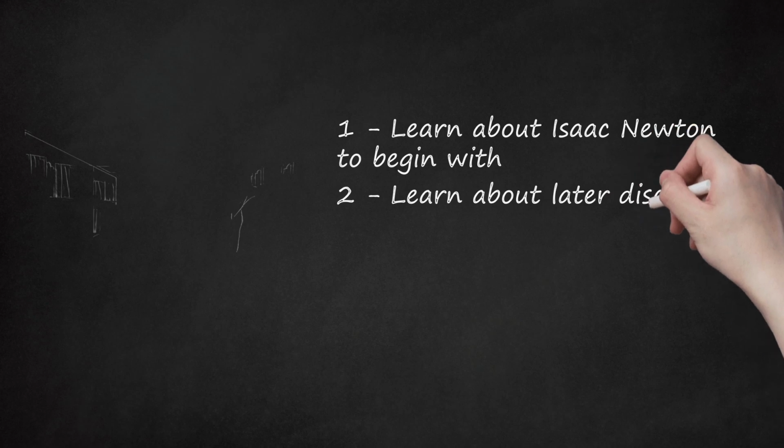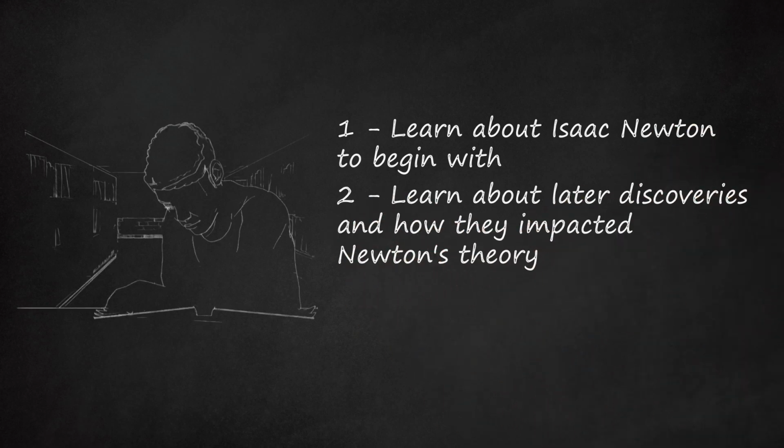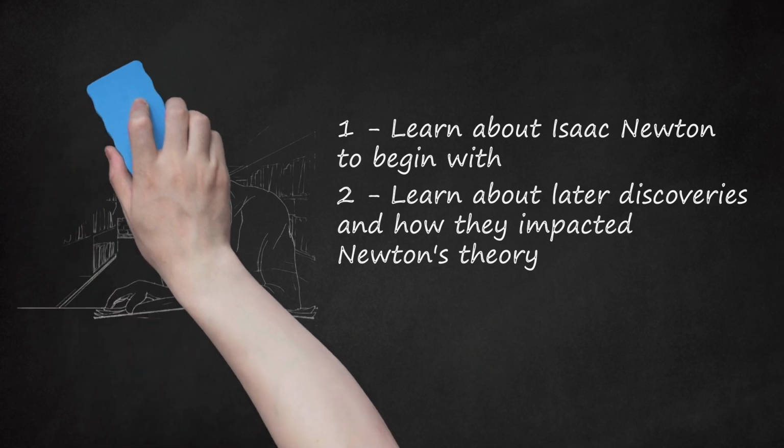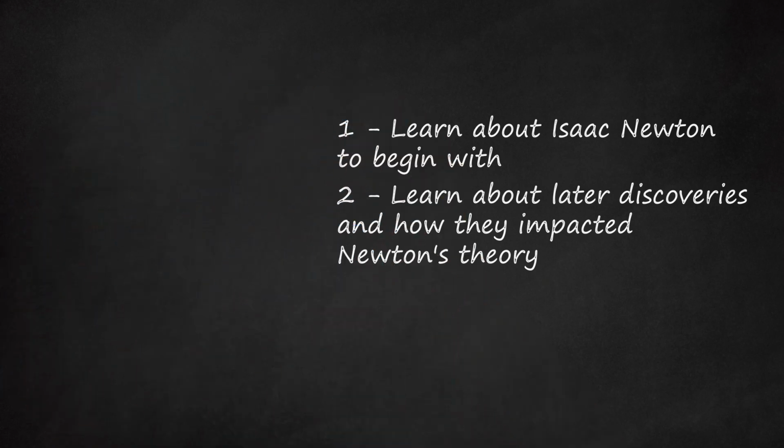2. Learn about later discoveries and how they impacted Newton's theory. The discovery of the theory of relativity for systems that are traveling at speeds close to the speed of light and the formulation of the quantum theory of atomic particles and light did not cancel the theory of classical mechanics by Isaac Newton. The difference is in the systems these theories apply to.